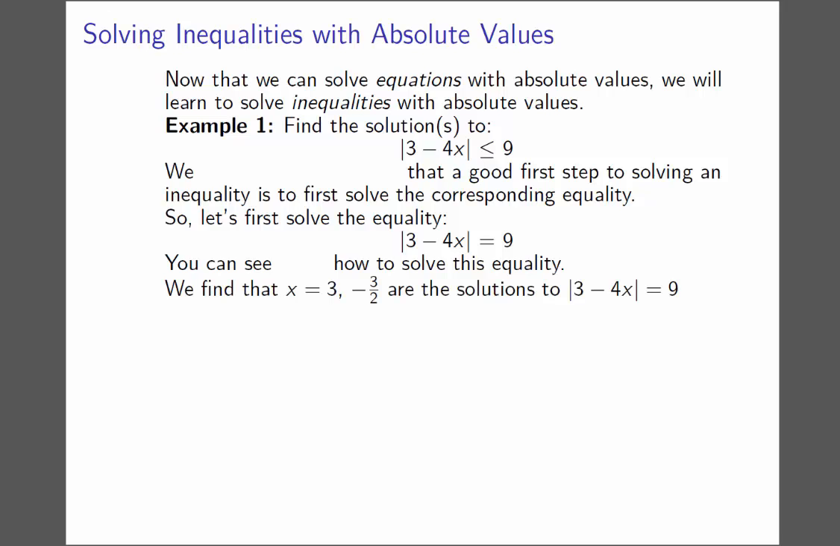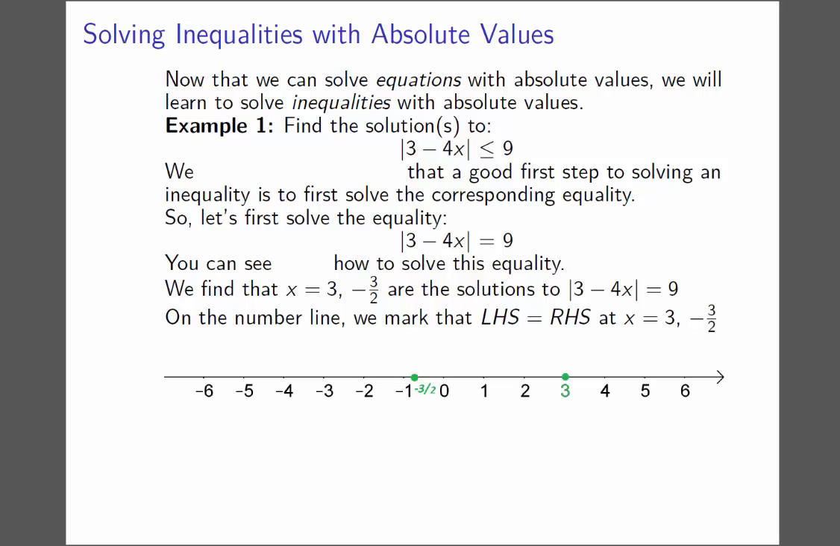Solving this, we find that x equals 3 and x equals negative 3 halves are the solutions to absolute value of 3 minus 4x equals 9. So on the number line, we mark that the left-hand side equals the right-hand side at 3 and at negative 3 halves. What is new here is our number line is broken into 3 regions, where our examples before we only had 2.